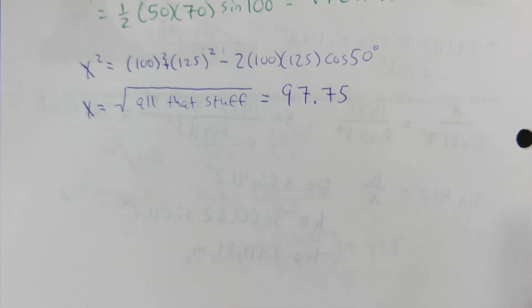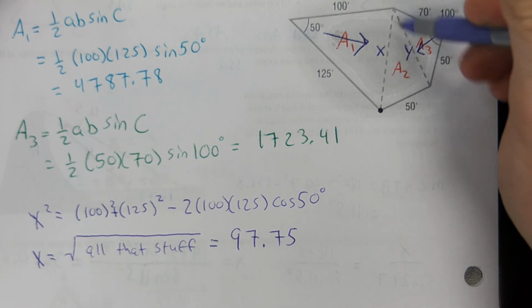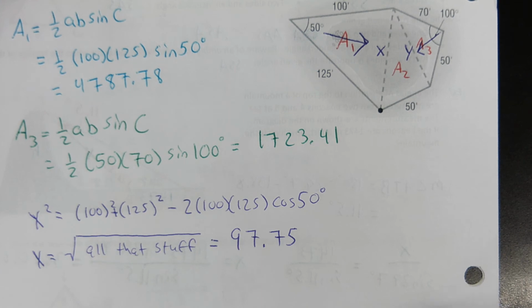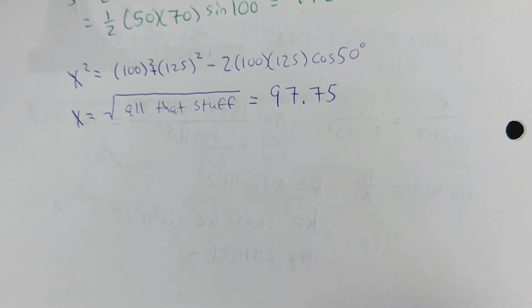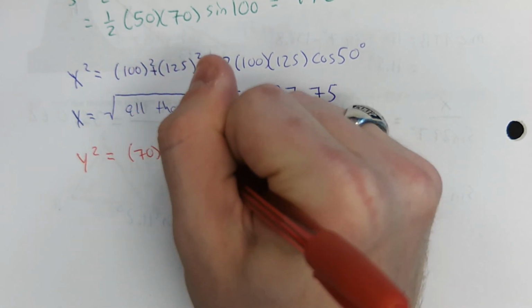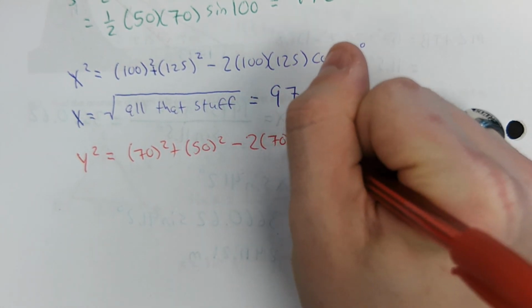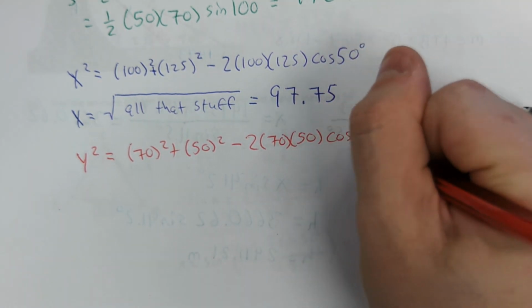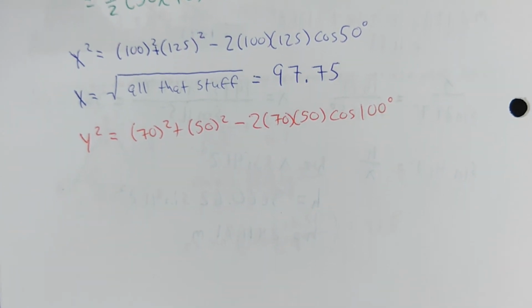All right, cosine rule number 2. This one's actually going to be finding the y value in this picture, which is right here. So I'll be using these 3 pieces of information to find this y value. Okay, y squared equals 70 squared plus 50 squared minus 2 times 70 times 50 cosine of 100 degrees. And then y clearly would be the square root of all that stuff.